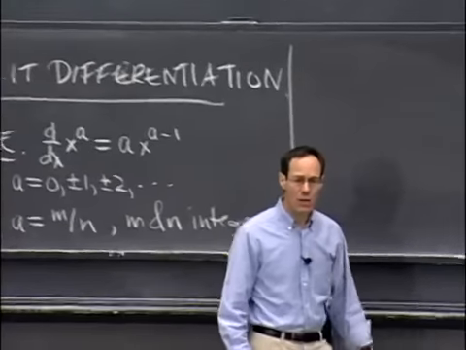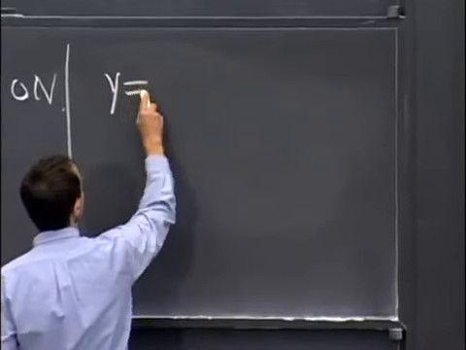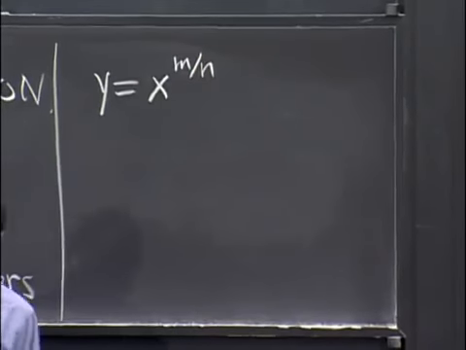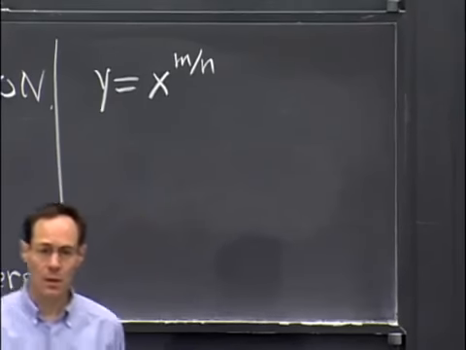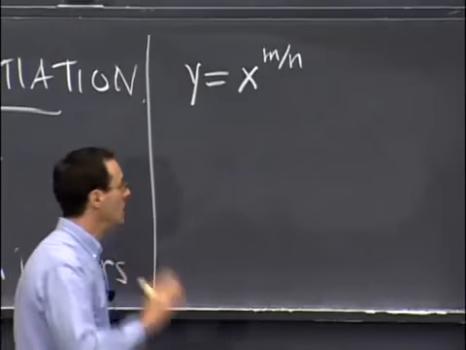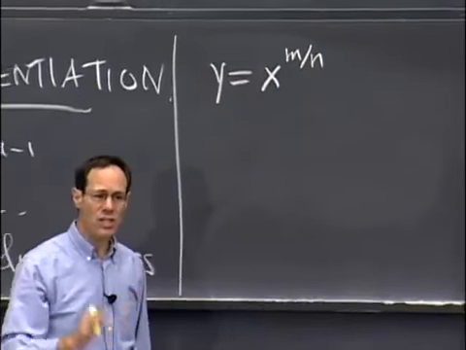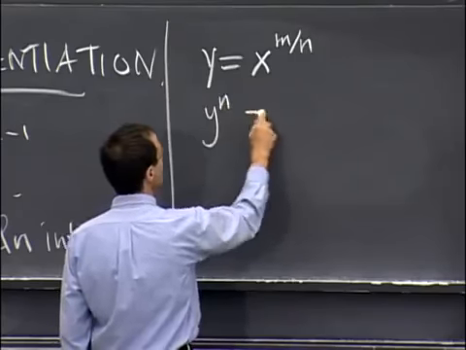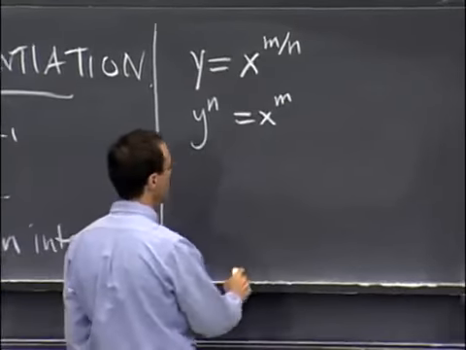So how do we get started? Well, we just write down a formula for the function. The function is y equal to x to the power m over n. That's what we're trying to deal with. And now there's really only two steps. The first step is to take this equation to the nth power. So write it as y to the n equals x to the m. That's just the same equation rewritten.